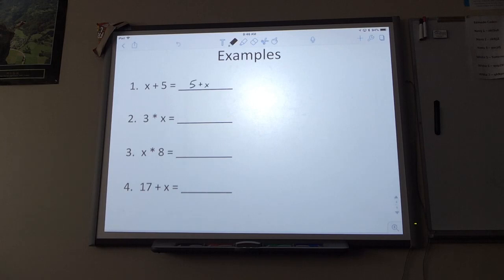5 plus x. You're just switching their order. You're just moving them around. But if you don't read your directions, you're going to try and solve for x, and that doesn't make sense. Okay, what about the next one? 3 times x? X times 3. Very simple. 8 times x. Next one is 8x. Good. And last? X plus 17. So again, if you read the directions, this is very simple. You just are moving, because that's what commute means. It means to move.